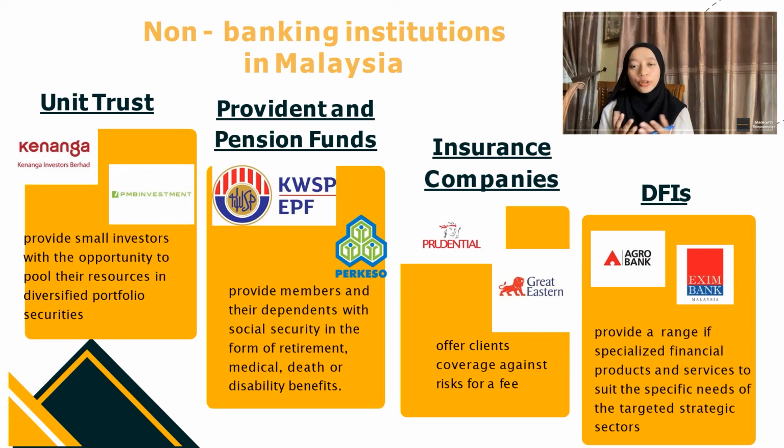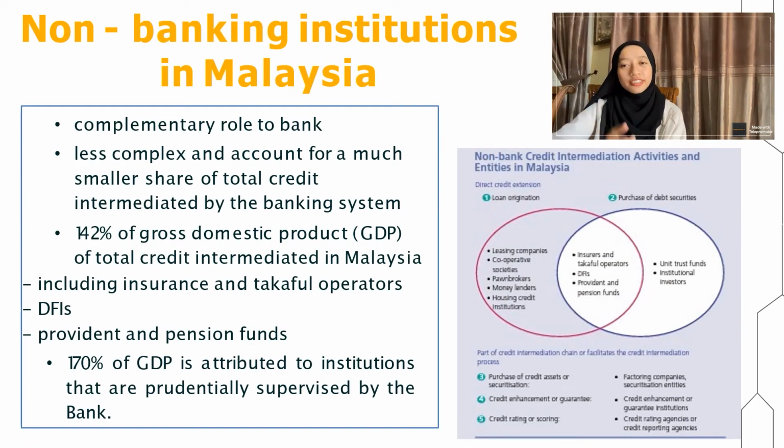Number 3, as we know, in Malaysia there are a lot of insurance companies, for example Prudential and Great Eastern. They offer their clients coverage against risk for a fee. Okay, number 4 is provident and pension funds, which provide social security in the form of retirement, medical, death, and disability benefits. And most important, it is long-term saving for both the public and private sectors to finance long-term investment. Okay, this is the chart for non-bank institutions in Malaysia.